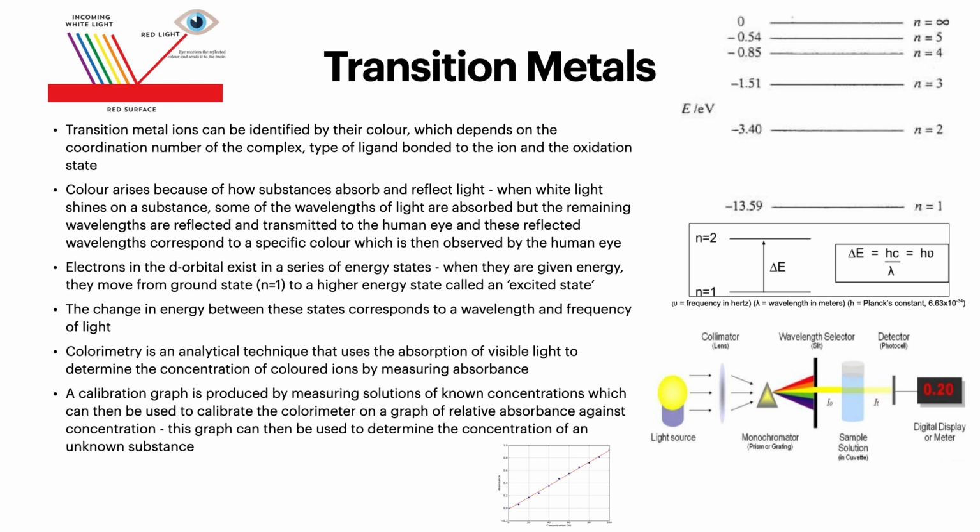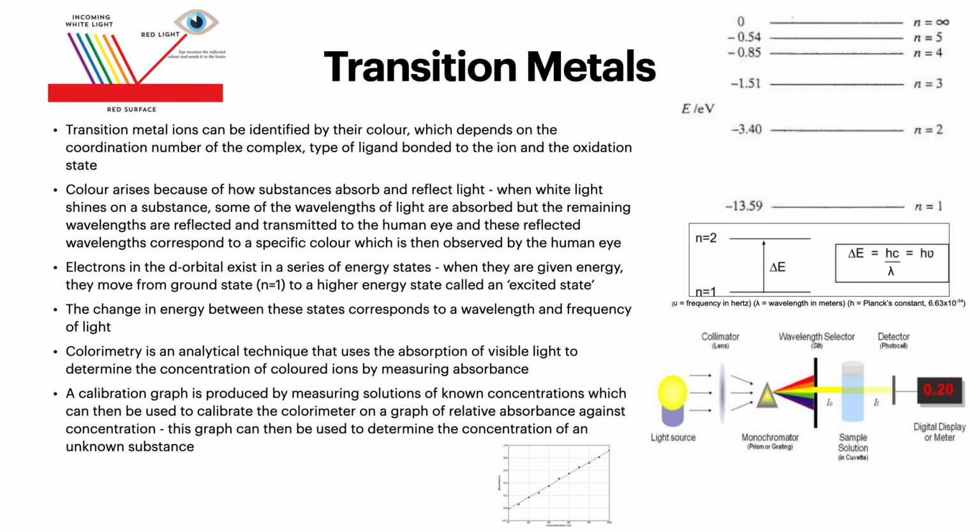Colorimetry is an analytical technique that uses the absorption of visible light to determine the concentration of coloured ions by measuring absorbance. So this again is the bottom little diagram. You can see the actual structure, how the layout of this would work.